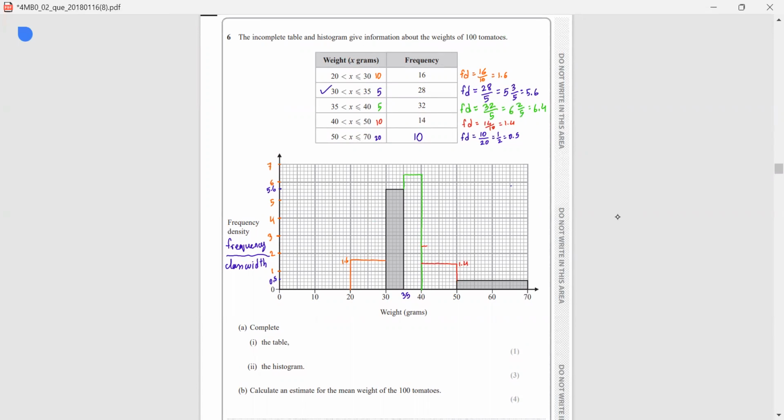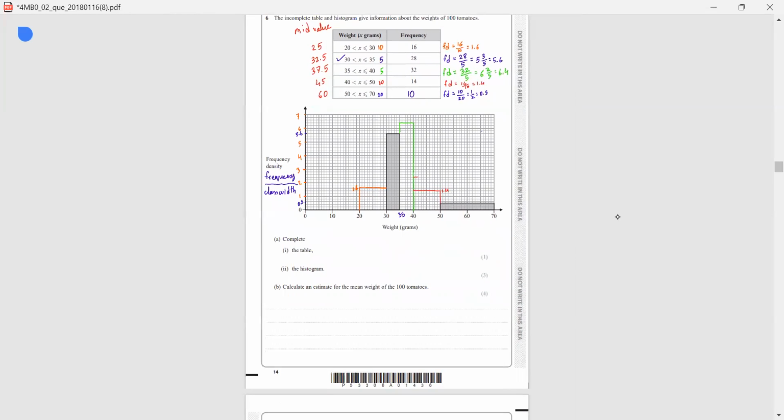So for 20 to 30 grams weight, there are 16 tomatoes. In this case, we will consider the mid value. So 20 to 30, mid value is 25. 30 to 35, mid value is 32.5. 35 to 40, mid value is 37.5. 40 to 50, mid value is 45. And 50 to 70, mid value 60.